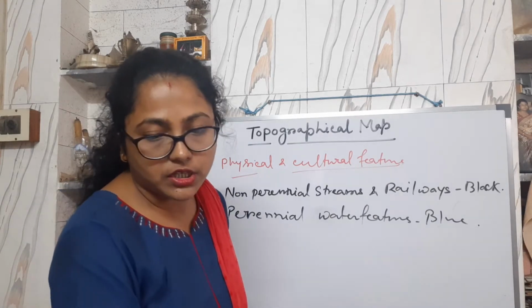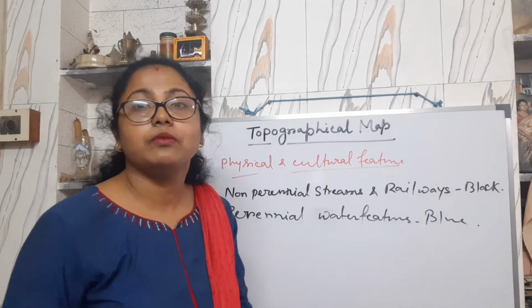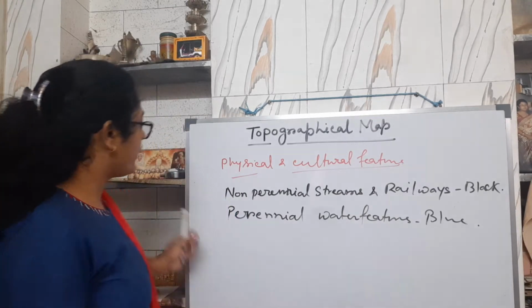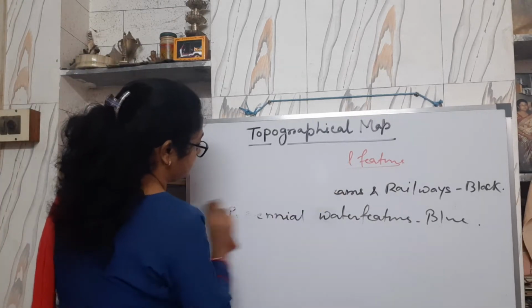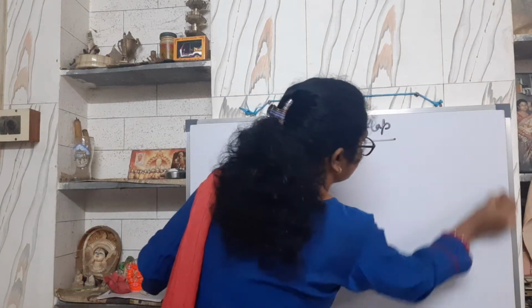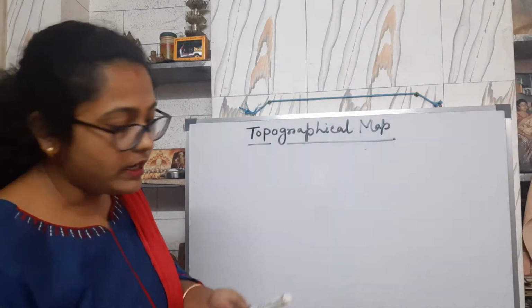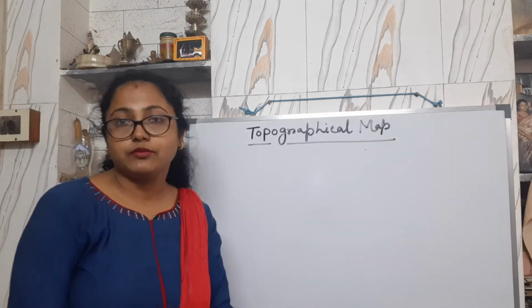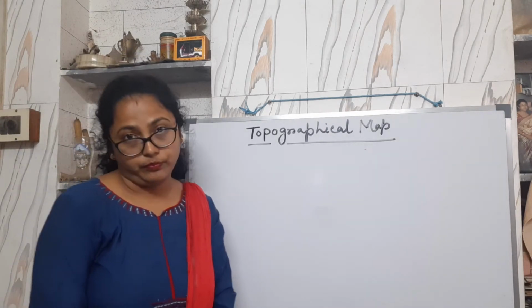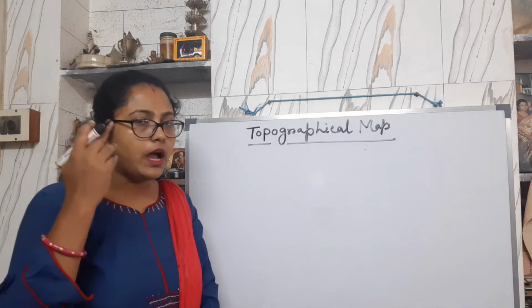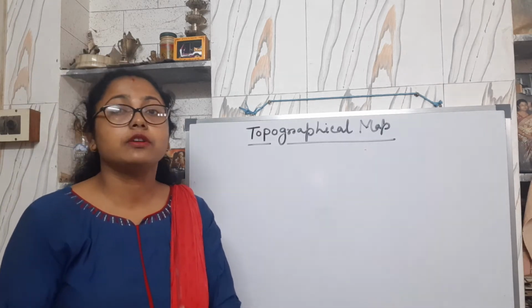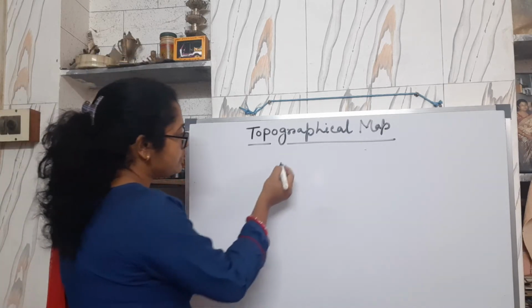Now, my next concept, as I have told you just now, that is given in your syllabus: locating the features with the help of the 4-figure and the 6-figure grid reference. So I am going to that concept. Before this, we have to know what is a grid. All of you have studied in class 9, chapter number 2, the geographic grid. What is that geographic grid?